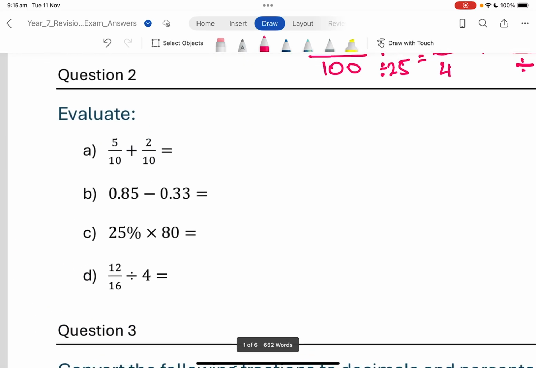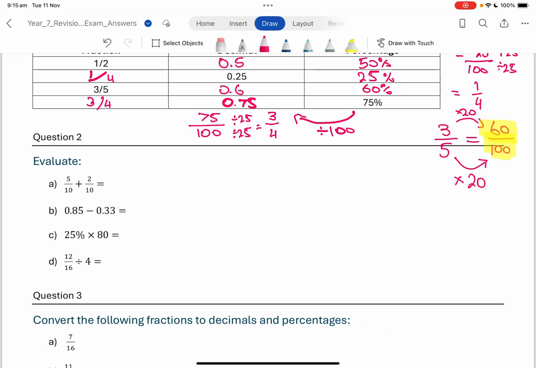Question 2, we're asked to evaluate some of these operations. If the denominators are the same with addition or subtraction of fractions, then we are happy and we can just add the numerators together. For this one, 0.85 minus 0.33. If you want to do the working out, you can set it up like this, but for a question like this, it would only be worth 1 mark, so you wouldn't necessarily need to do this, but 5 minus 3 would be 2, 8 minus 3 would be 5, so we've got 0.52.